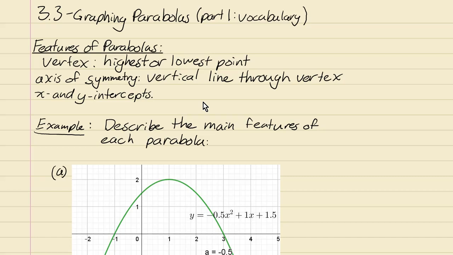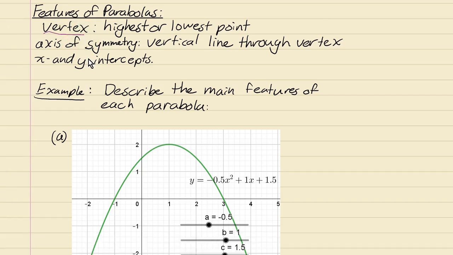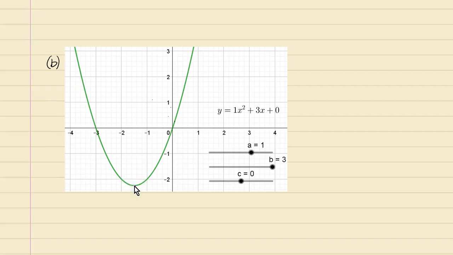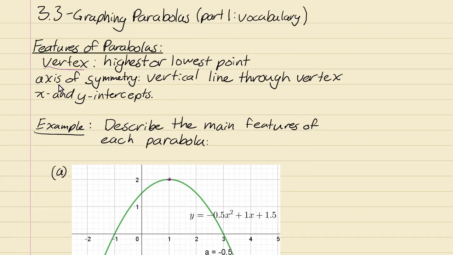Hello, welcome to section 3.3, where we're going to look at graphing parabolas. Part 1 here, and we're just going to introduce some of the vocabulary that we use to describe parabolas, such as the vertex. The vertex is the highest or lowest point on the parabola, such as with this parabola, it's right here. With this other parabola, the vertex is the name of that point right there. And we'll go over how to find it later.